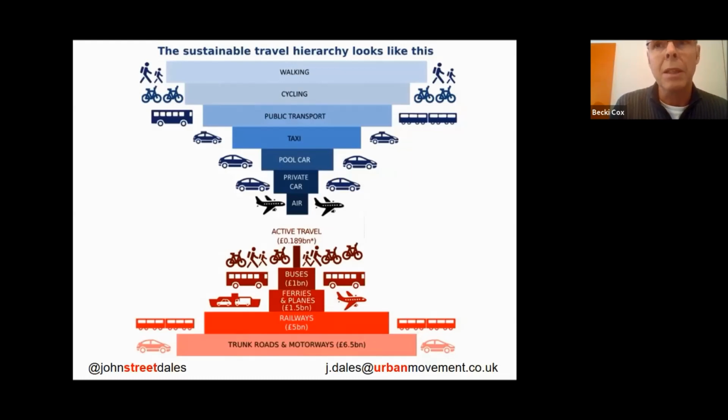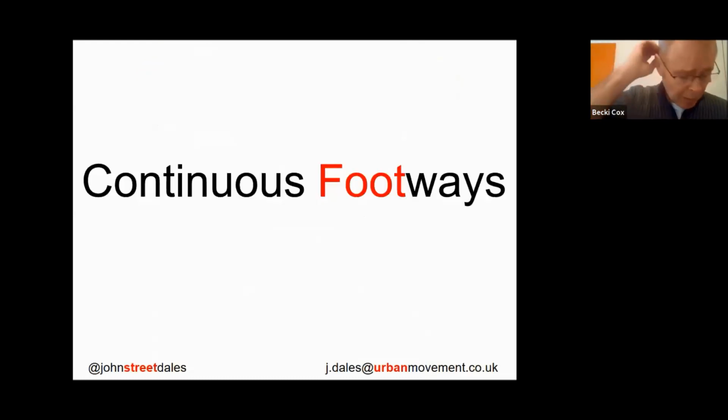We need to be, I know it's easier said than done, much more assertive about spending money on walking, not least because let's just have a look at what's in our transport policies. It's the number one thing that should be key to enabling better walking. Continuous footways is the thing I want to touch on first in terms of topical infrastructure.